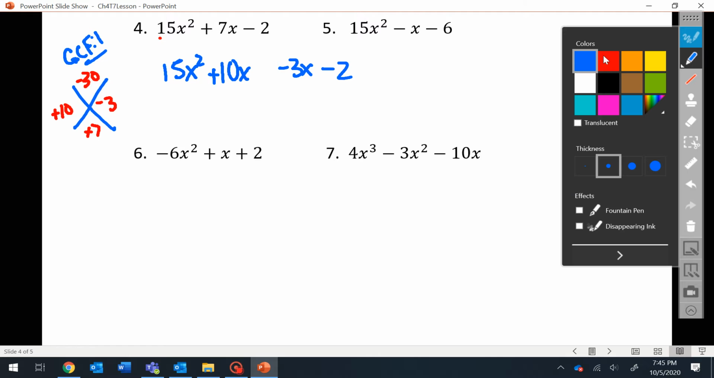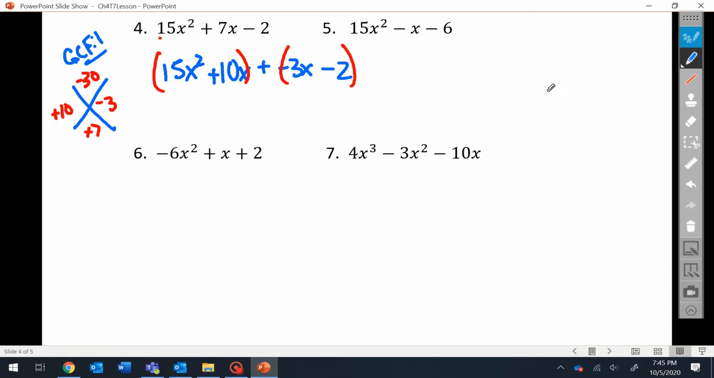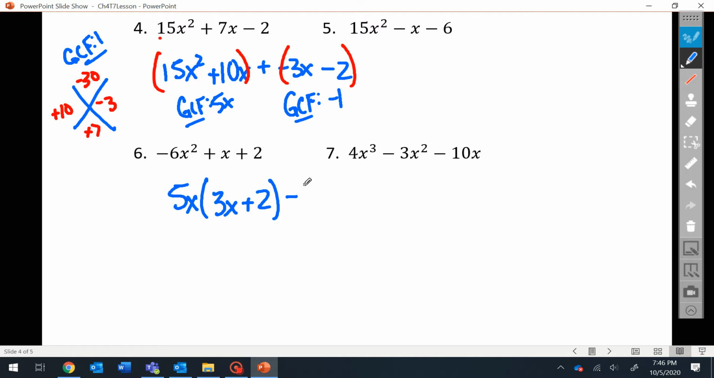And I'm going to factor this by grouping. So here's the first group, and here's the second group. So I am going to put a plus sign in between these so that I know it's being added. I'm going to factor the GCF. The GCF of the first group is 5x. The GCF of the second group is negative 1 because it starts with a negative. So if I factor 5x out of the first group, I'm left with 3x plus 2. And if I factor negative 1 out of the second group, I'm left with 3x plus 2.